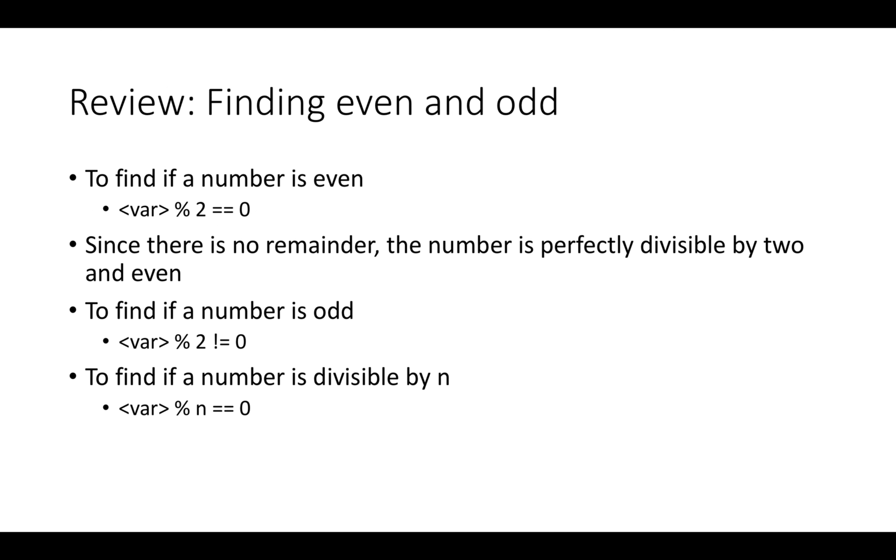So in that regard, I just want to review this too. We're going to look at one for loop example regarding some even and odd stuff. Just remember, to find if a number is even, we say the number mod 2 equals 0. Since there's no remainder, the number is perfectly divisible by 2 and therefore is even. If we wanted to check if a number was odd, we just change this equality to a not equal to. So if we take a number, divide it by 2, and the remainder is not equal to 0, then that number is odd. We can check if any number is divisible by any other number. We just specify a number on the left and a number on the right, and if the number on the left is divisible by the number on the right, the remainder will be 0.